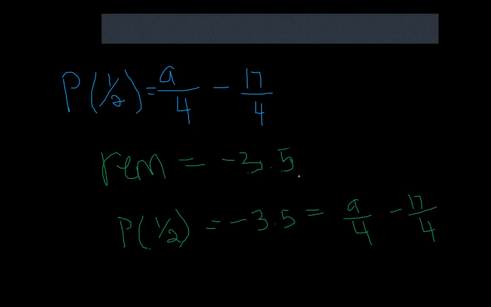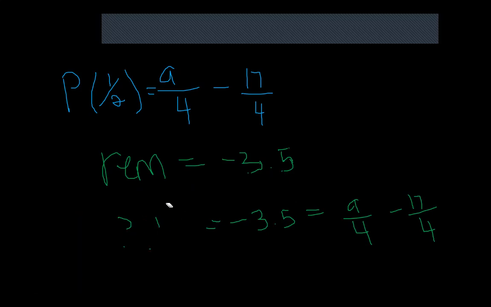Repeat one more time. I know this is what we just found out, right? We just found out that the remainder is A on 4 minus 17 on 4. And the question told us that the value for the remainder is minus 3.5. What does that mean? Minus 3.5 is equal to A on 4 minus 17 on 4.